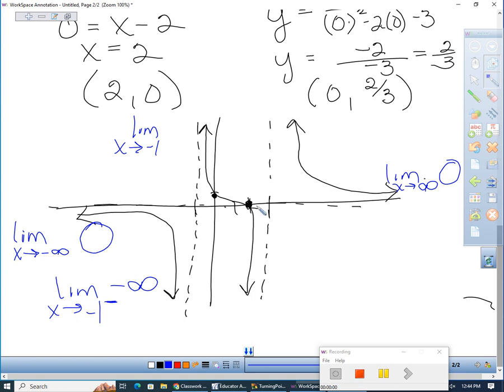This one, I'm approaching the same asymptote, the limit as x approaches negative 1, but this time I'm coming from the right-hand side, so I'm going to put a little positive at the top. And where is this one going to? Positive infinity.